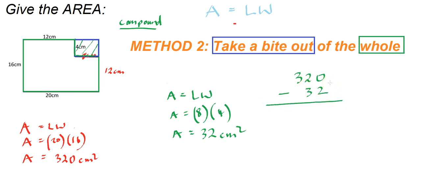Now you can do this by calculator or not. I'll do it manually. So 0, that can't work, so you borrow. So that's 10 minus 2 is 8. 1 minus 3 you can't do, so you borrow, and that becomes an 8, and this here becomes a 2. And so we now know that the area is 288 centimeters squared.